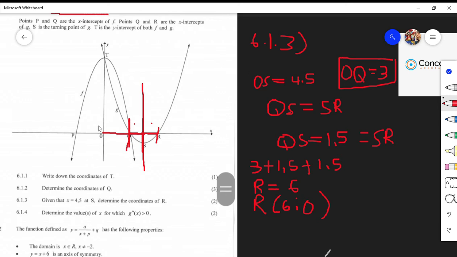It's much easier to just look at your x values on your Cartesian plane. You can just see the x value over here is 0, the x value over here is 3, the x value over here, they gave it to us as 4.5, and since this part is equal to this part, we know that from 3 to get to 4.5 is a difference of 1.5. So you just add 1.5 and you'll get to 6. Okay.